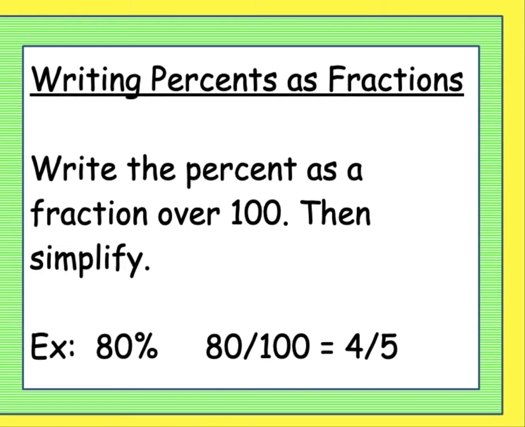And percents as fractions: write the percent as a fraction over 100 and then simplify. So 80% would be 80 over 100, and we could simplify that to 4/5.